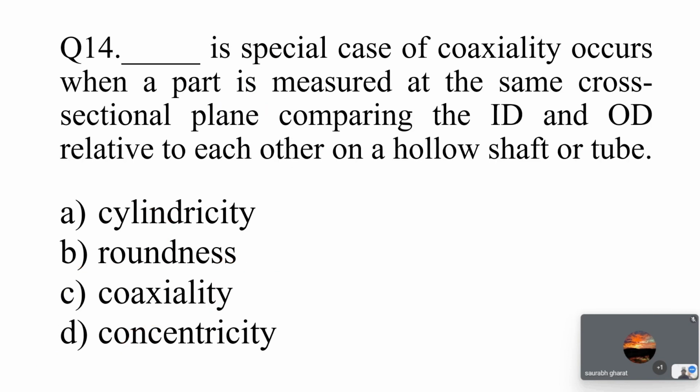The special case of coaxiality occurs when a part is measured at the same cross-section plane, with components related to each other on a hollow shaft or tube. Right now we are mentioning ID and OD. Here we go with something with radius. It's called concentricity. So we have to order the answer here also. So these parts are actually wrong. Concentricity is the only correct answer.